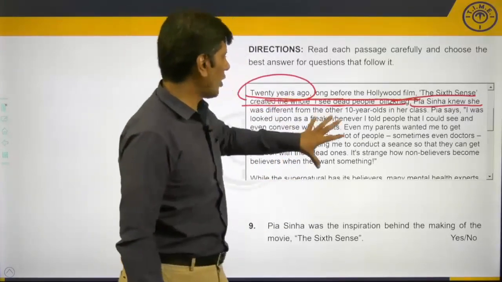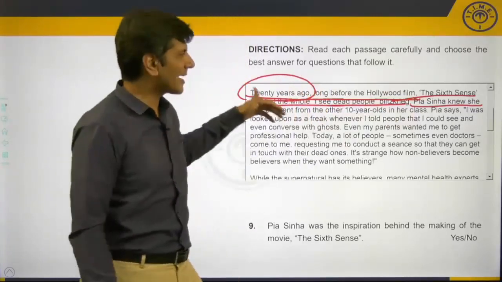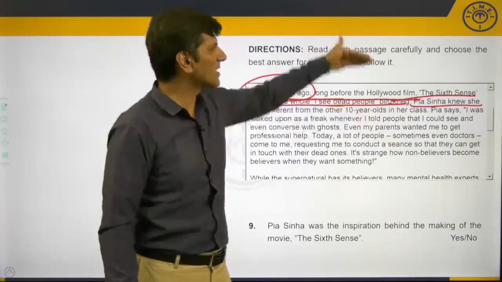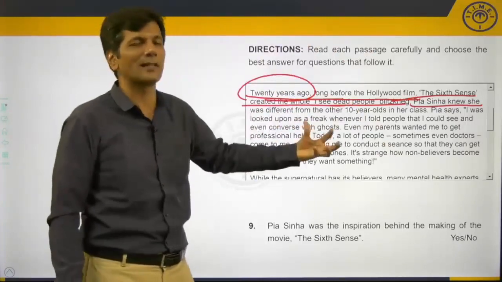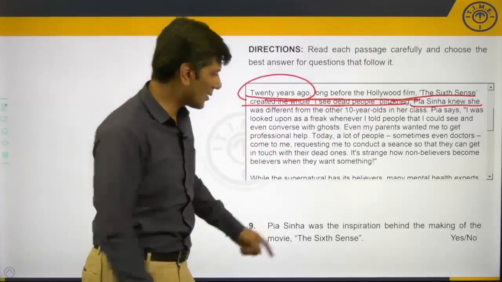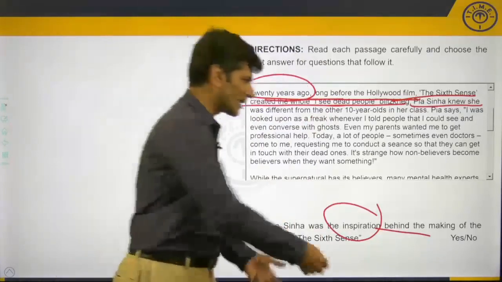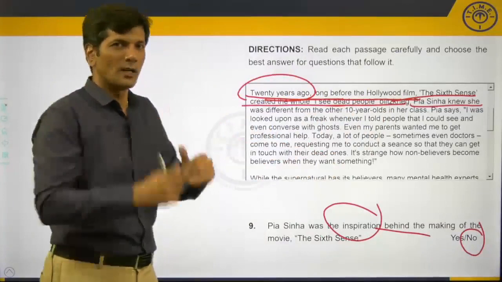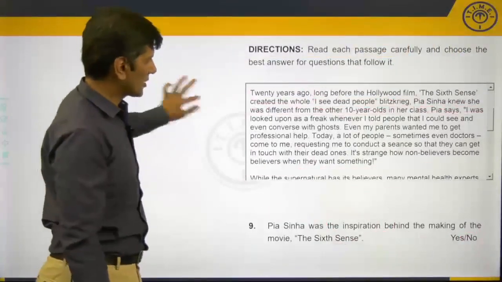So here, the author doesn't really correlate these two. He doesn't say that P.R. Sinha's experience is a basis for the movie called The Sixth Sense. Nowhere does the author say that, nowhere does he imply that. He was only giving some kind of an analogy per se. So, P.R. Sinha was the inspiration behind the making of the movie Sixth Sense. Your answer would be a straight no. They were just two different situations which the author wanted to draw and bring our attention to. Question number 10.